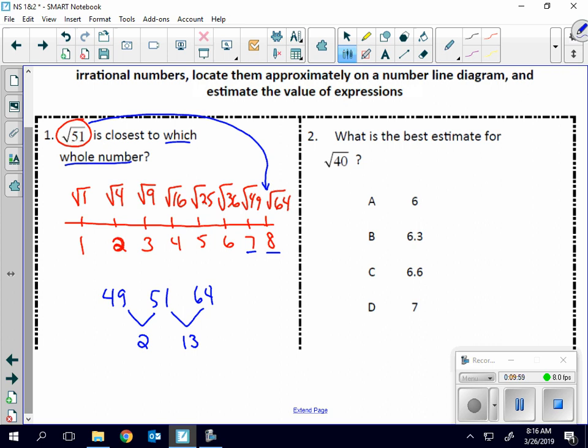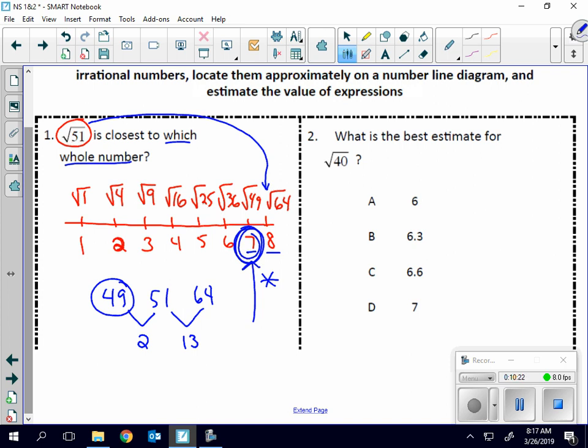So it's closer to this 49, which therefore is, our answer will be this right here. The square root of 49, which is 7. So make sure you know that's your answer. Extra circle it if you need to. Put a star next to it. Your answer is 7.